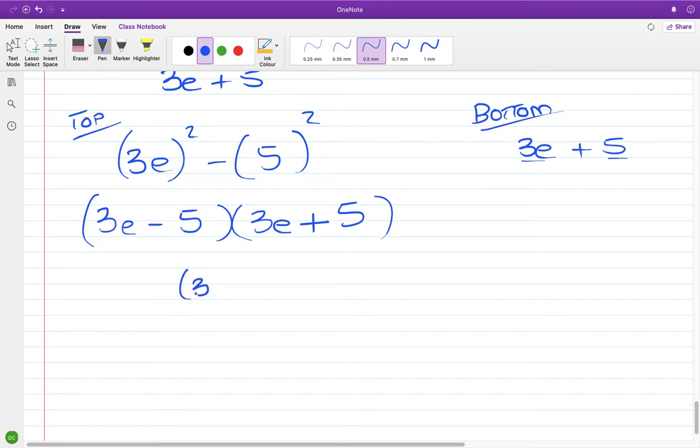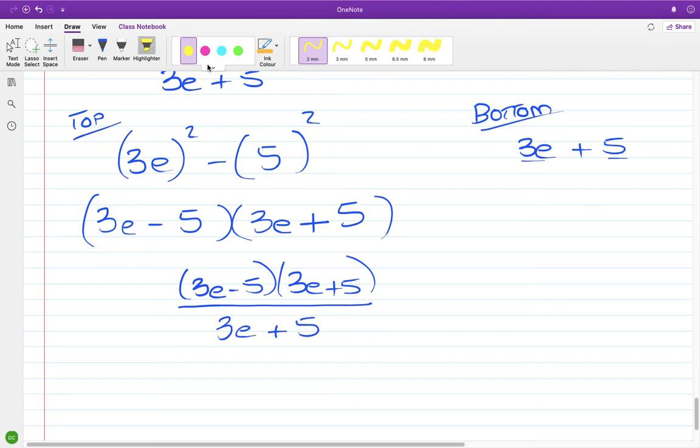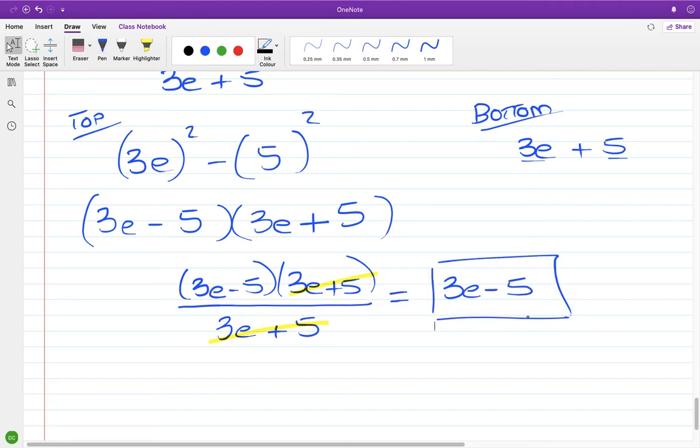Sorry, I think I said that wrong. The top line is 3e minus 5, 3e plus 5. That's the top line over here, the difference of 2 squares. And then the bottom line is 3e plus 5. So is there a cancel? Yep, 3e plus 5 and 3e plus 5. That leaves you with 3e minus 5 as your final answer. So that's how you do them.